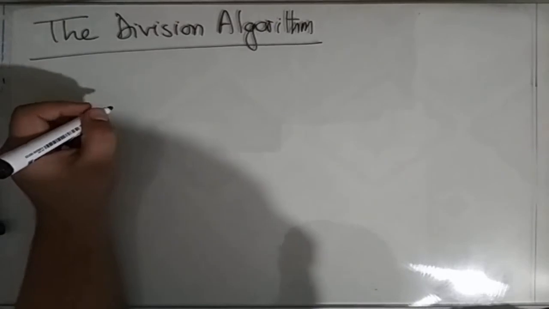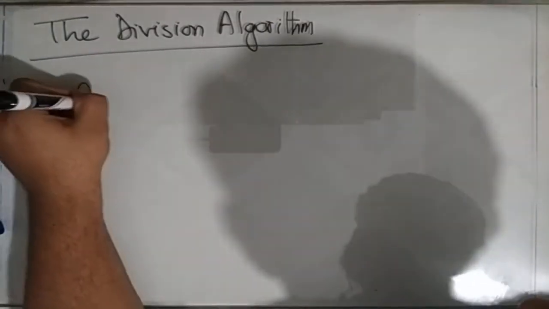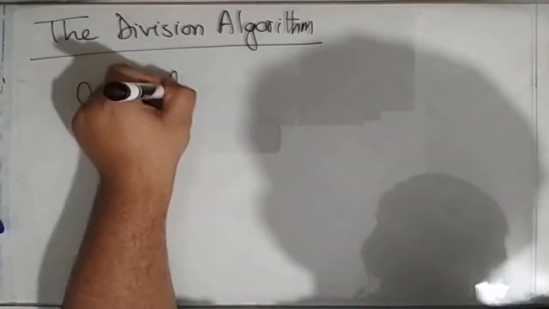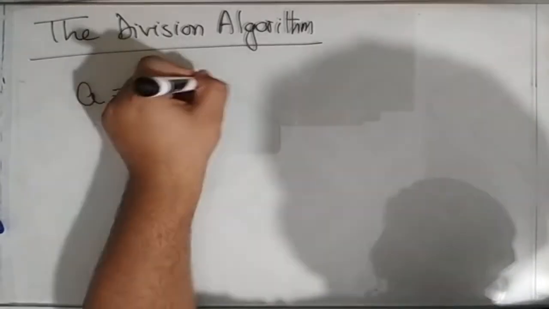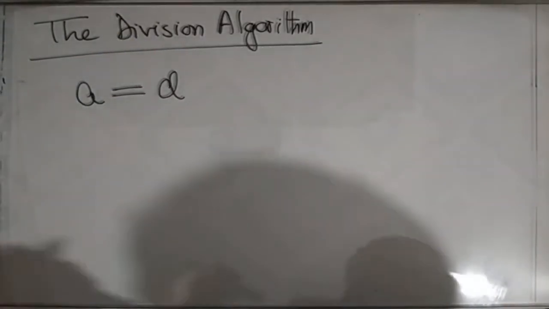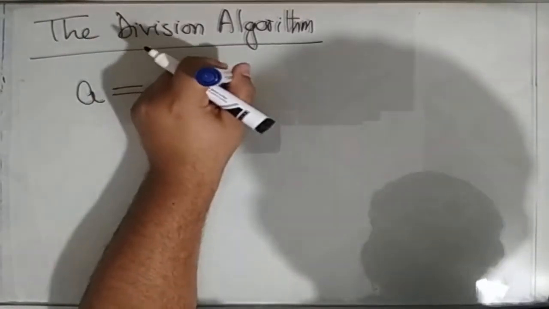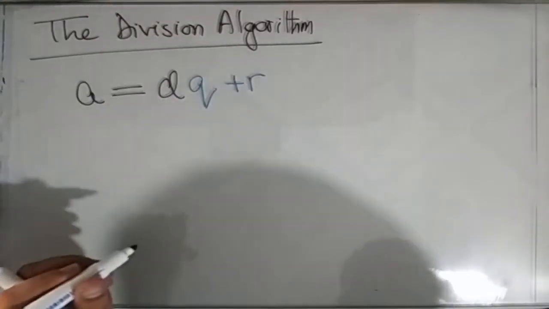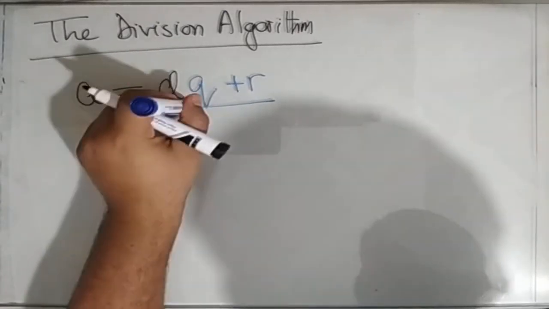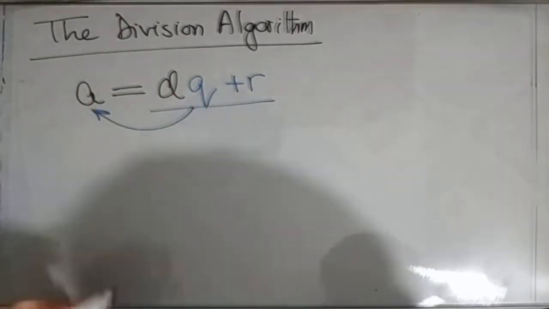So what it says is that if you have an integer a and another integer d, you can always find two more integers, which we call q and r, and their combination will always be equal to a.